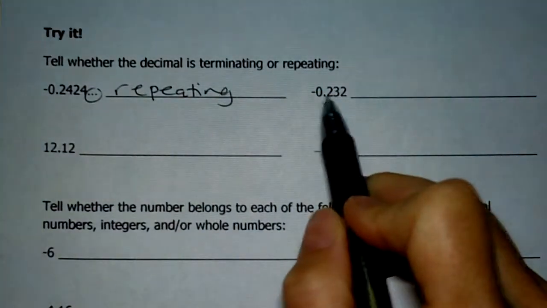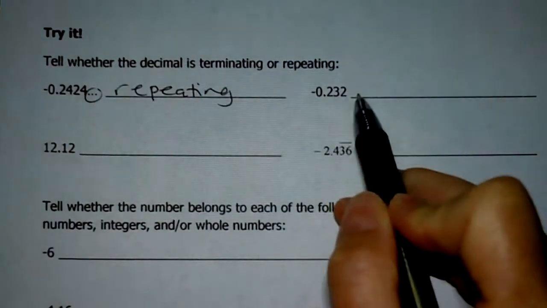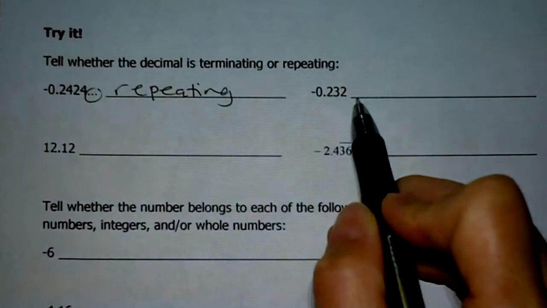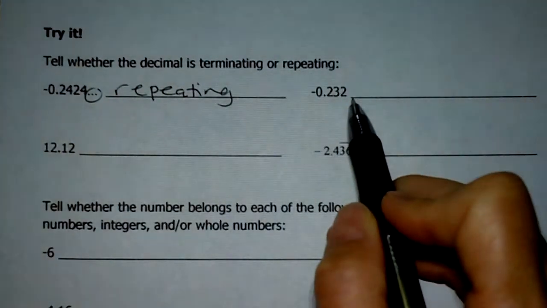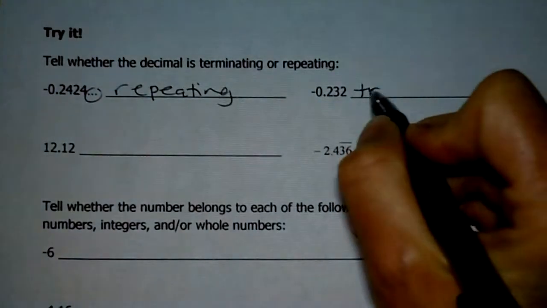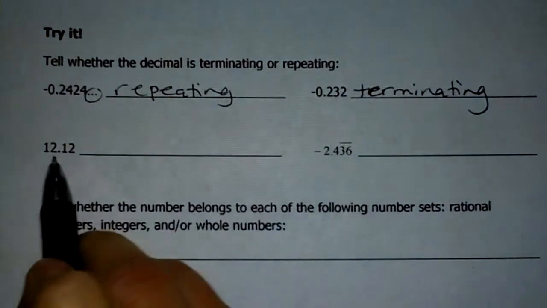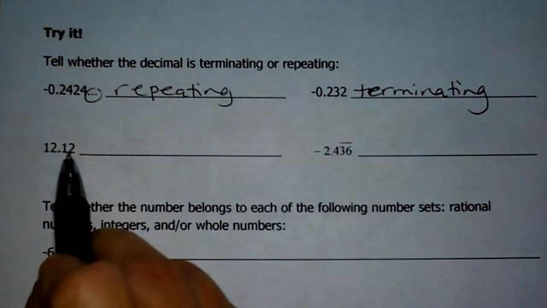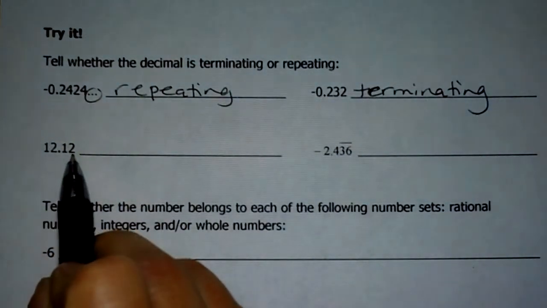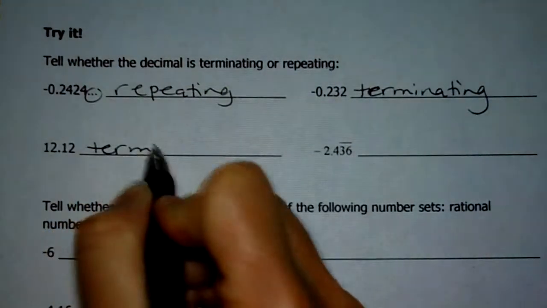Next, I have -0.232. Now we might guess that the next digit's 3, and then 2, 3, 2. It looks like there might be a pattern, but there aren't any dots, and there aren't any bars over the top of any of these. It just stops. When it just stops, that means it's terminating. Same here. I see 12.12, and we could assume that it's 121212, but there aren't any dots and there aren't any bars. When there aren't any dots and bars, it means it stops. So this one's also terminating.